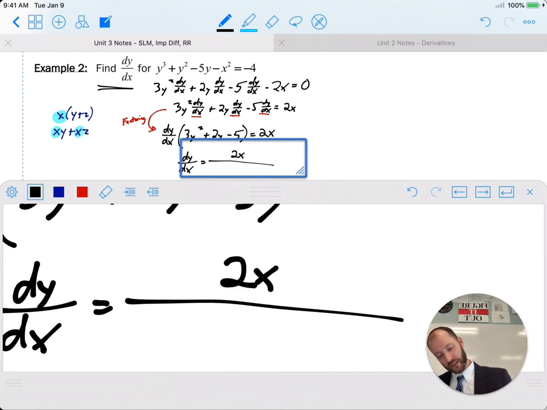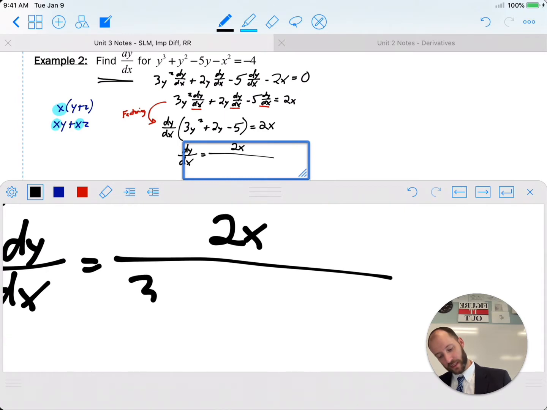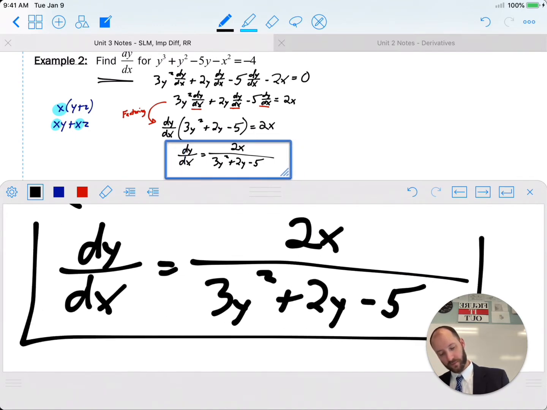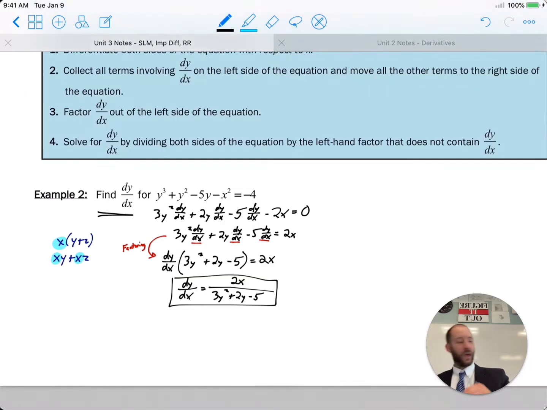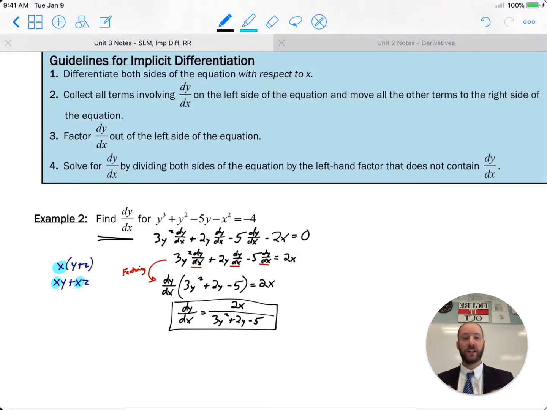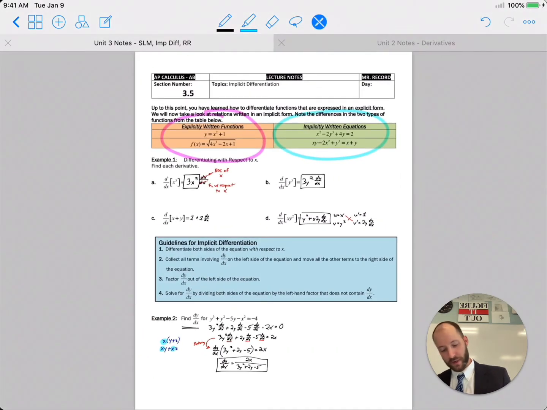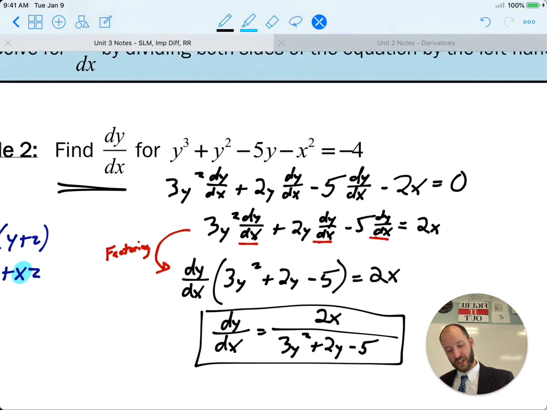So 2x over the quantity 3y squared plus 2y minus 5. And you have solved for dy dx. So, I mean, every problem could look different, but there's your general steps. Implicit differentiation.